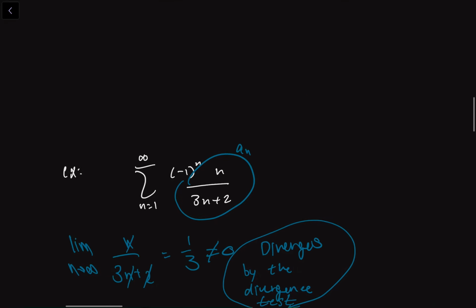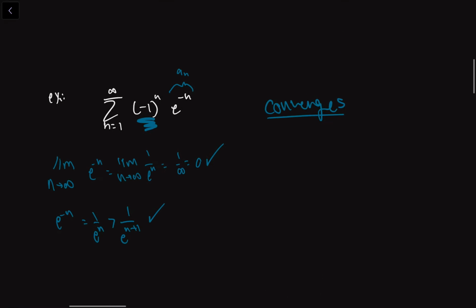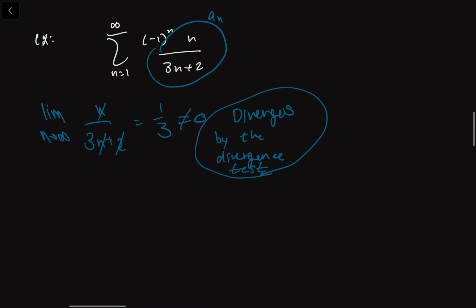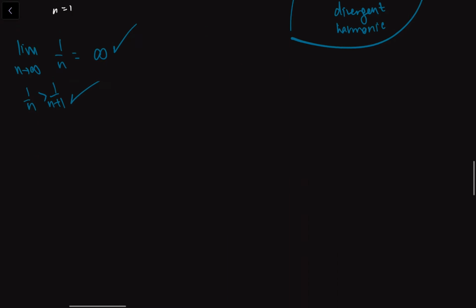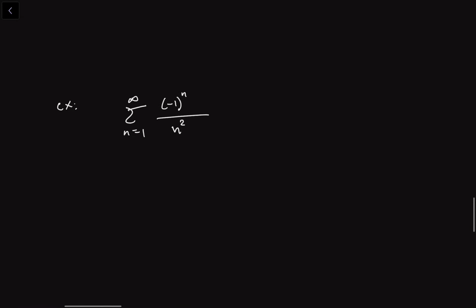In this case, e to the negative n by itself would converge. So this would be conditionally, or no, not conditionally. Since it already converges without the alternating term, we can say that it is absolutely convergent. Otherwise, it will be conditional convergence. So we'll look at a few more examples.